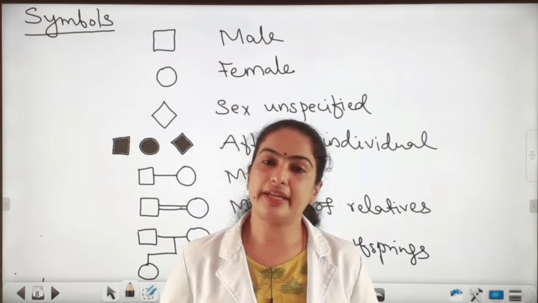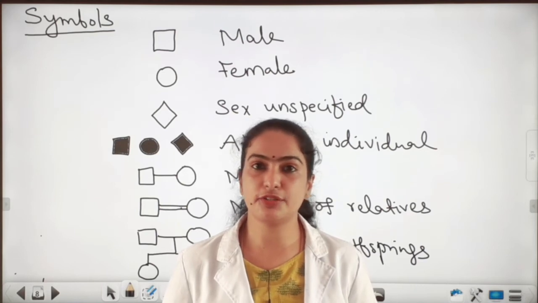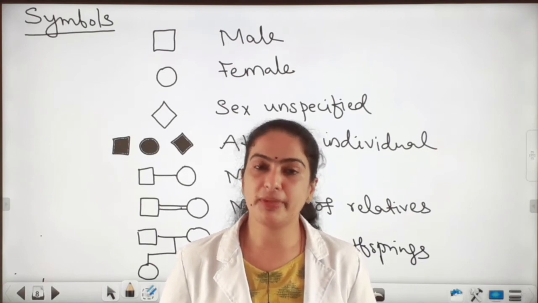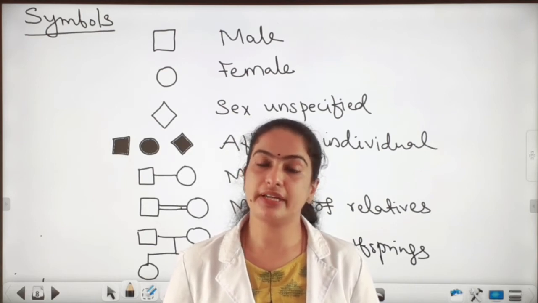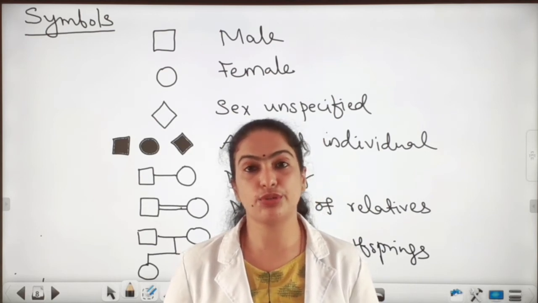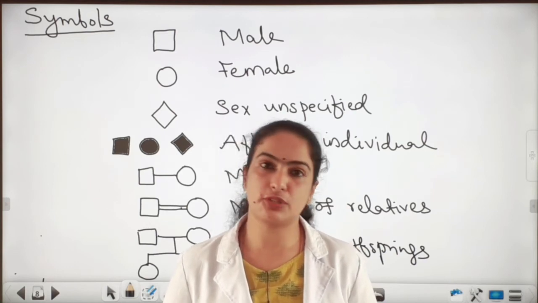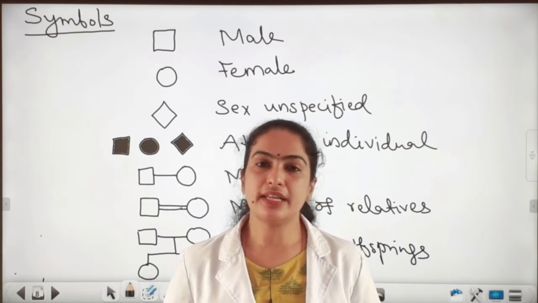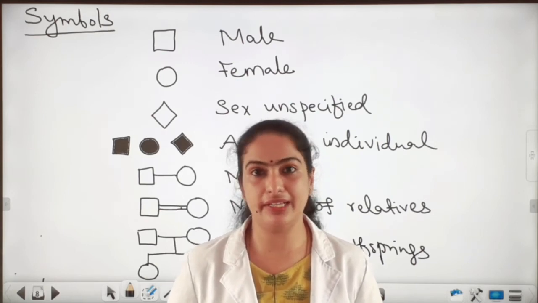And normally the traits are of 2 types. Autosomal traits. Trait means characters. Autosomal traits and the sex-linked traits. And the autosomal traits again classified into autosomal dominant trait and autosomal recessive trait. Let's see an example of an autosomal dominant trait in a pedigree chart.